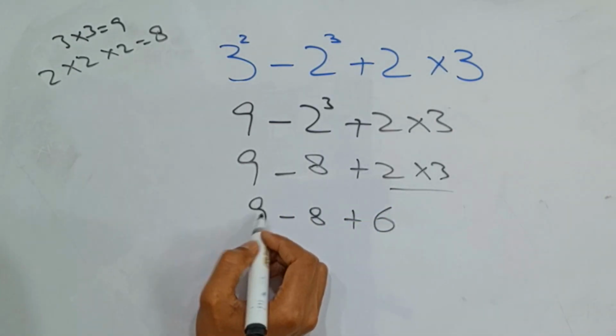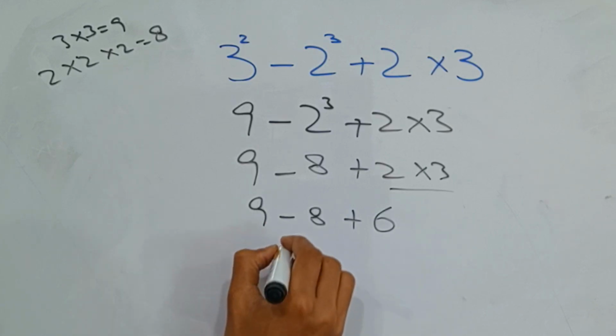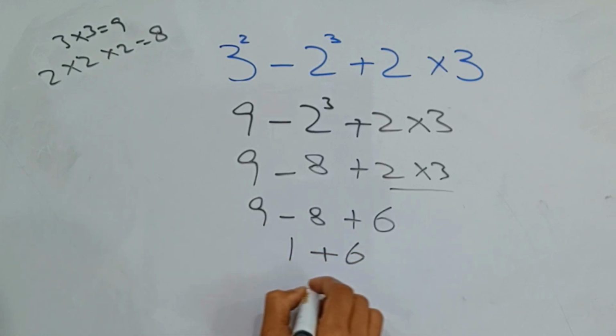Now addition and subtraction from left to right. 9 minus 8 equals 1 plus 6, and 1 plus 6 equals 7.